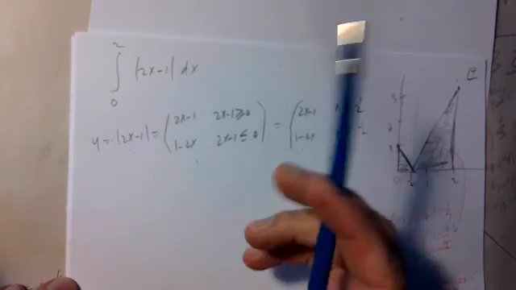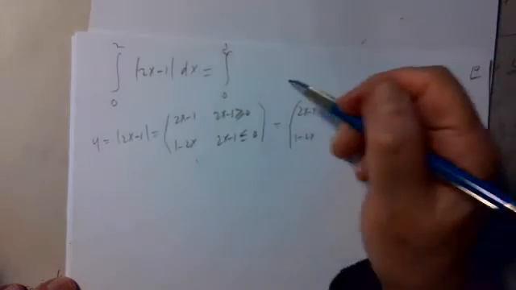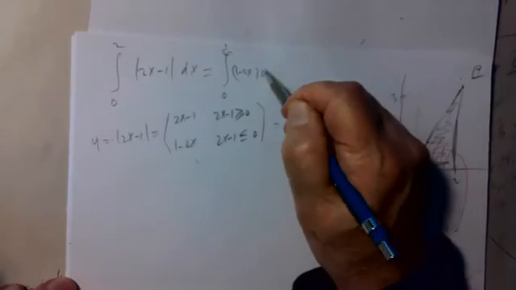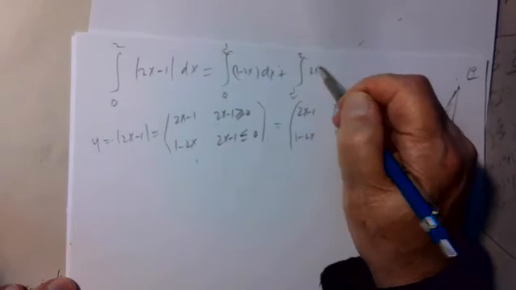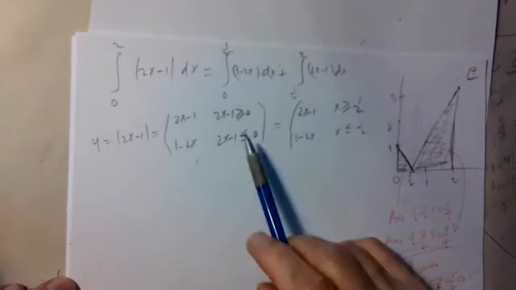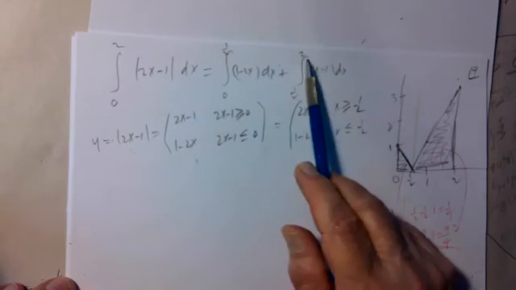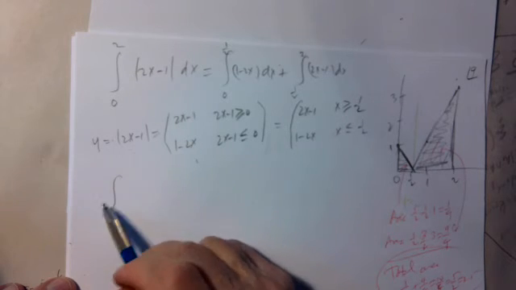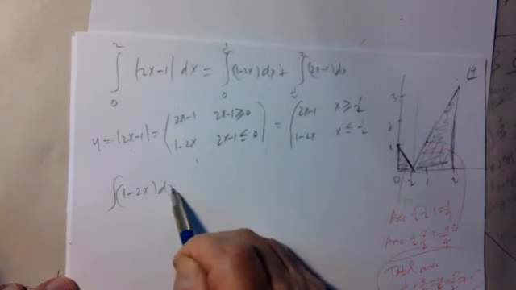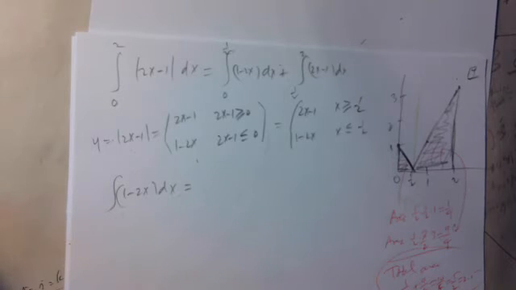But now let's do it by doing integrals. This is the integral from 0 to 1/2 of 1 minus 2x plus the integral from 1/2 to 2 of 2x minus 1. Because this function has different expressions for x less than 1/2 and x bigger than 1/2. What is the antiderivative of 1 minus 2x? Can someone tell me what the antiderivative is, or the integral? What's the integral of 1 minus 2x?